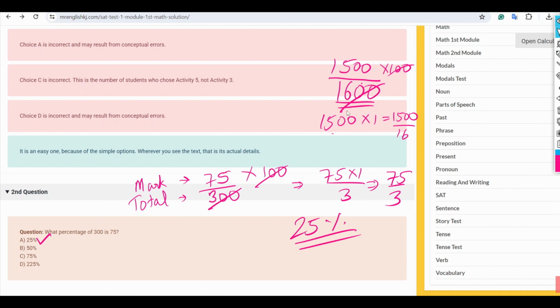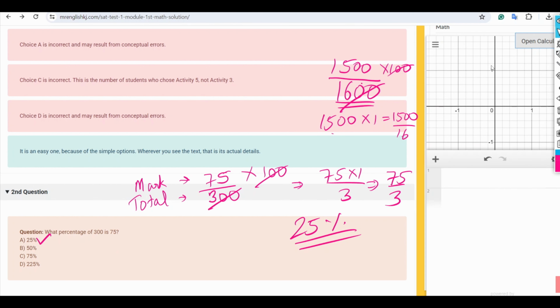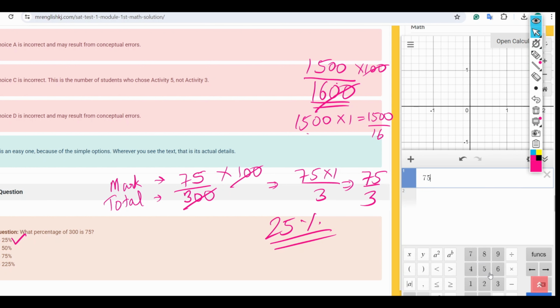Now let's try to do this in the DESMOS calculator. Click on the DESMOS. I type here the same thing, 75 multiplied by 100, divided by 300. What will I get? 25. And that is my percentage. Now, if you don't know the basics, what will you do in the DESMOS calculator? If you do not know that you have to set it up like this, how will you find your answer in DESMOS? So basic information is important as well as the DESMOS calculator.